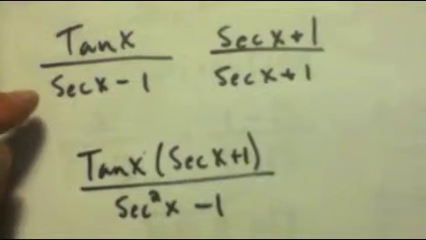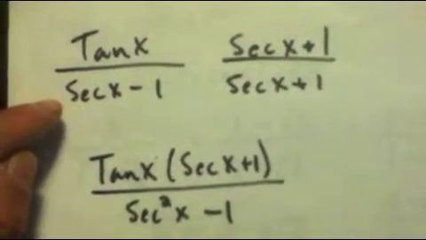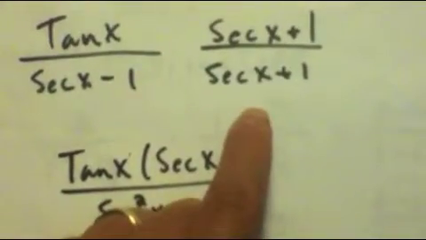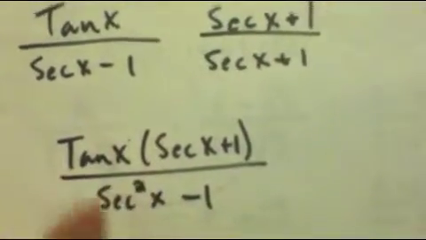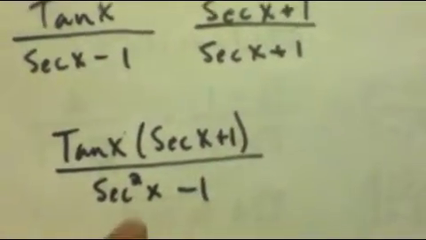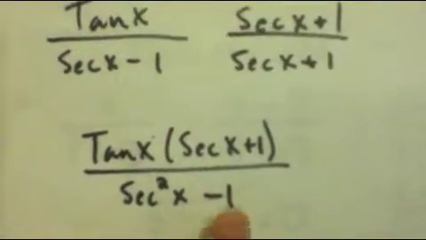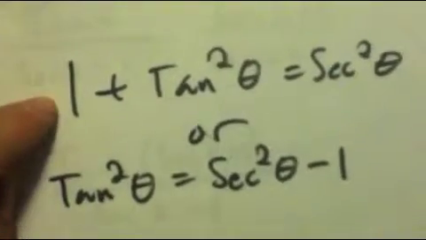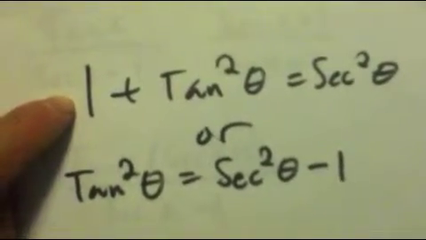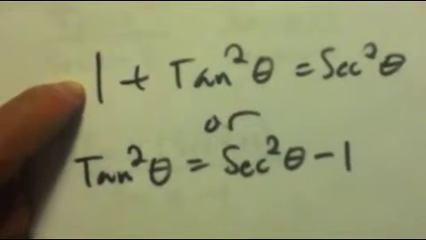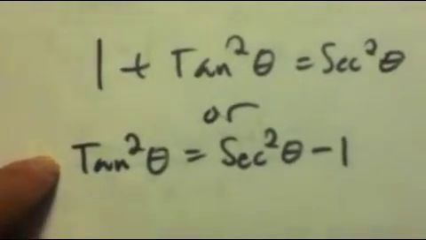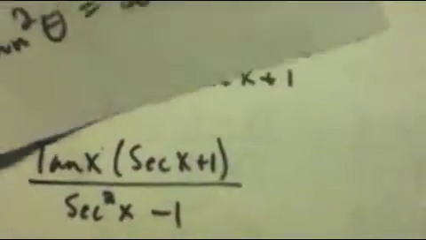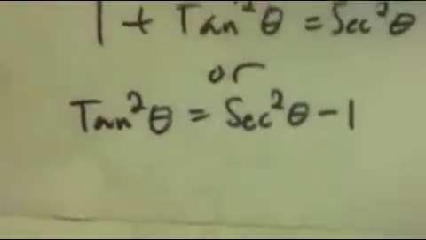I multiplied by the conjugate of secant x minus 1, which is secant x plus 1, and I multiplied it through, and of course when I FOIL the bottom, I'm left with the difference of two squares. Then I looked back on the front of the identity sheet, and I saw this identity down in the Pythagorean identities. If I move the 1 over, I get this, so that means I can replace the secant squared minus 1 with tan squared, which I did here.